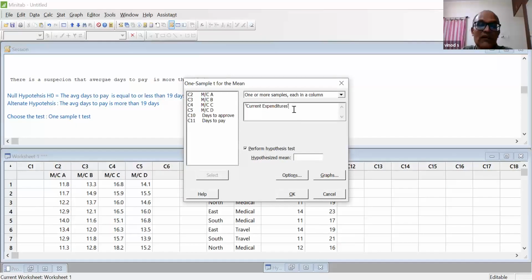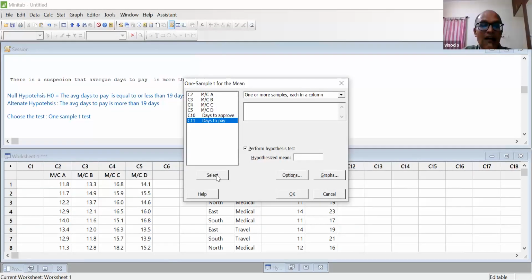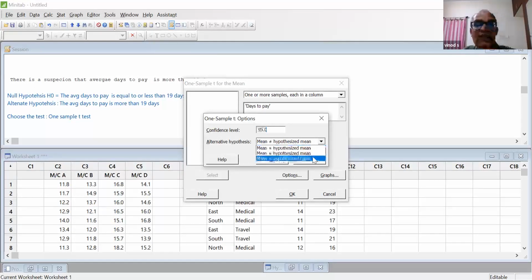Which column do we have to see? Days to pay. I have clicked it and selected it. Then we want to do hypothesis testing. The hypothesis mean is 19. Now options. There is an option not equal to, but here we want to know more than that. That is our requirement. More than 90 days is our suspicion, so I am choosing more than. You have three options: less than, not equal to, and more than. In our case I have chosen more than because that is our statement.